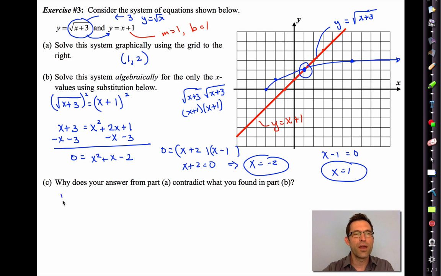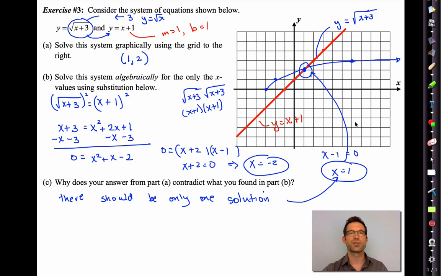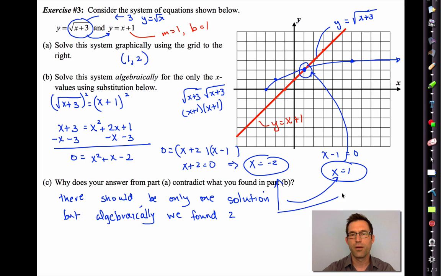Well, there should be only one solution. And that one solution is this one, right? There it is, x equals 1. The y equals 2 is just the fact that the y is equal to 2. But algebraically, we found 2, right? 1, 2. And that certainly seems to contradict what we're even looking at here. We should have only gotten 1 when we solved it algebraically, and yet we got 2.